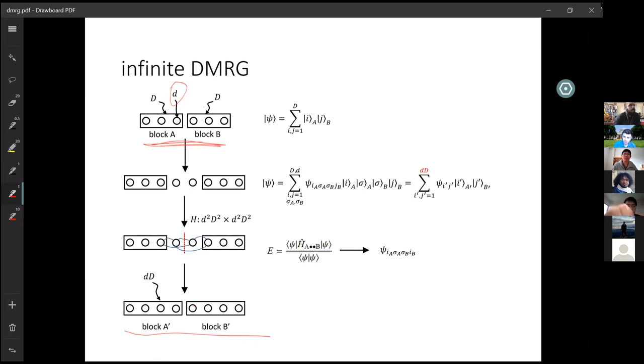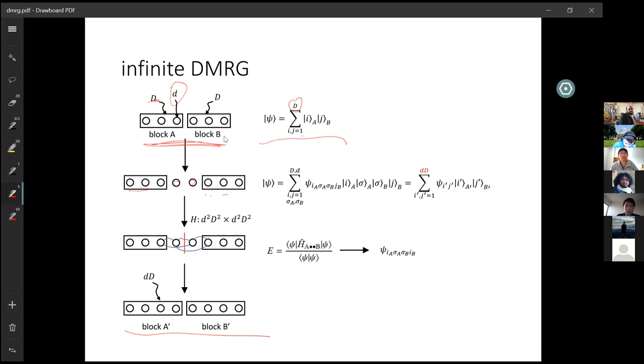When we start this algorithm, we divide the system into 2 blocks, called block A and block B. You know that for the general wave function, the 2 blocks should be entangled, right? So the wave function is something like this. To write this wave function, we need a d-dimensional basis for each block. So i and j are summed over from 1 to d. And yeah, we can write the wave function this way.